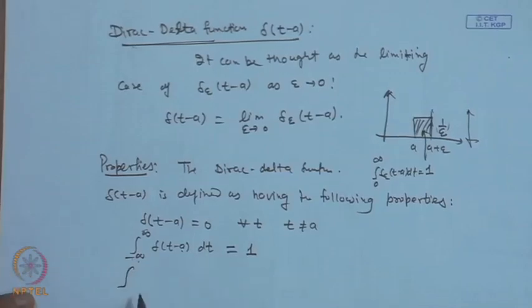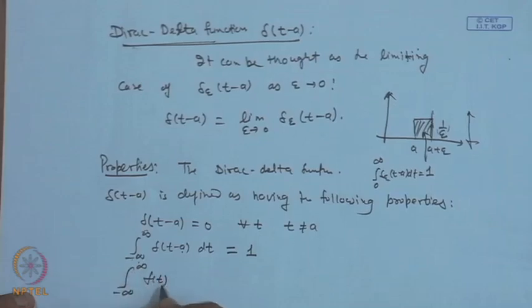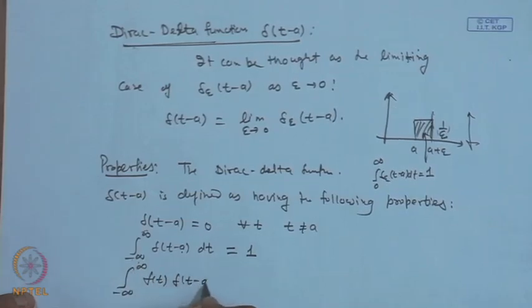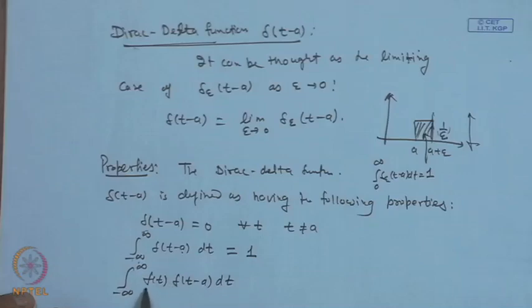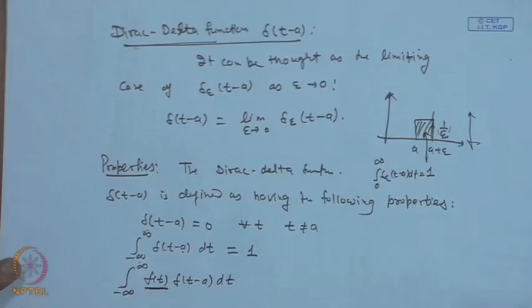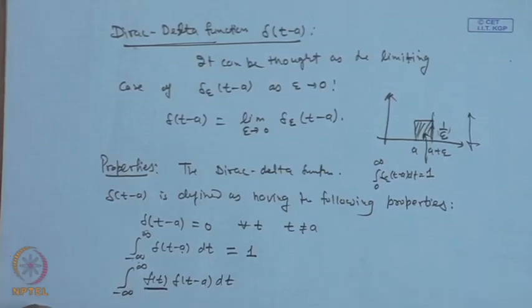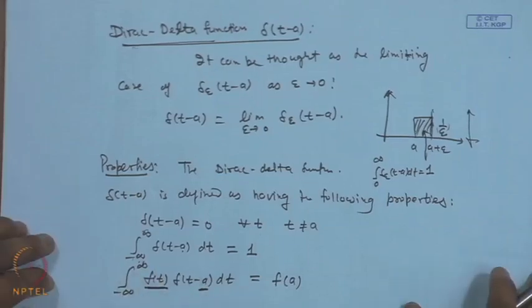And one more important property is the integral from minus infinity to plus infinity of f(t) and delta(t minus A) dt. So, if any continuous function is sitting here, then this value would be simply f at this A, again as long as this A is in the range of integration.